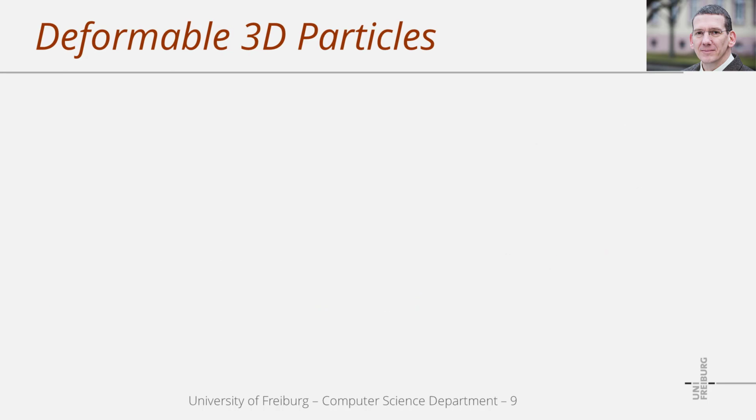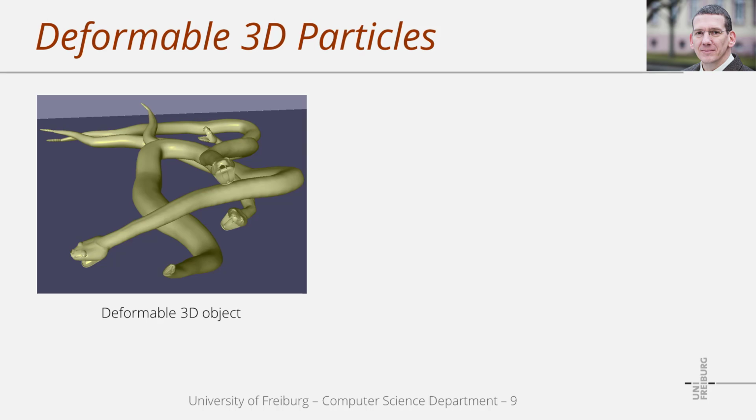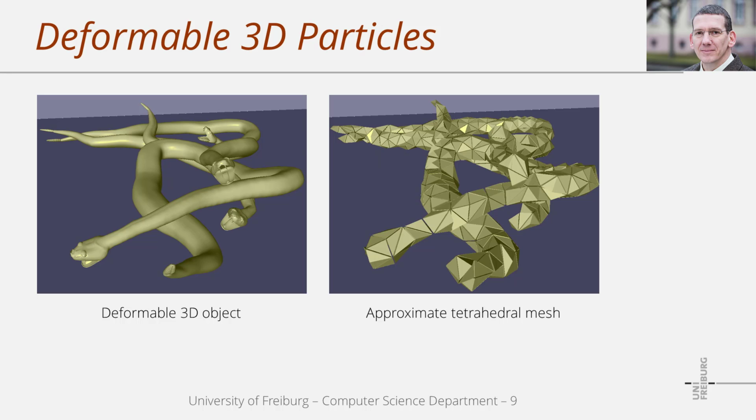The same concept holds for 3D particles. On the left-hand side, we see the triangulated surface of a 3D object that we would like to represent with particles. And on the right-hand side, we see a set of tetrahedra that approximately represents the volume of the object. Now, in a simulation, we would couple both representations. We would use the tetrahedra for the simulation and the triangulated surface mesh for the visualization.